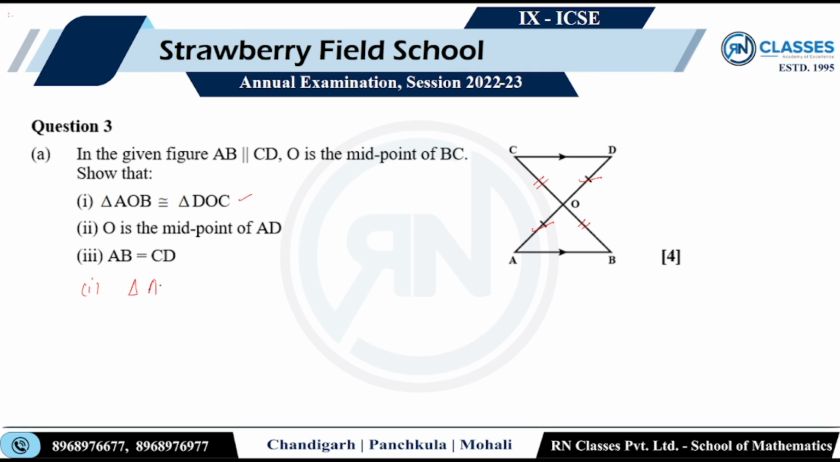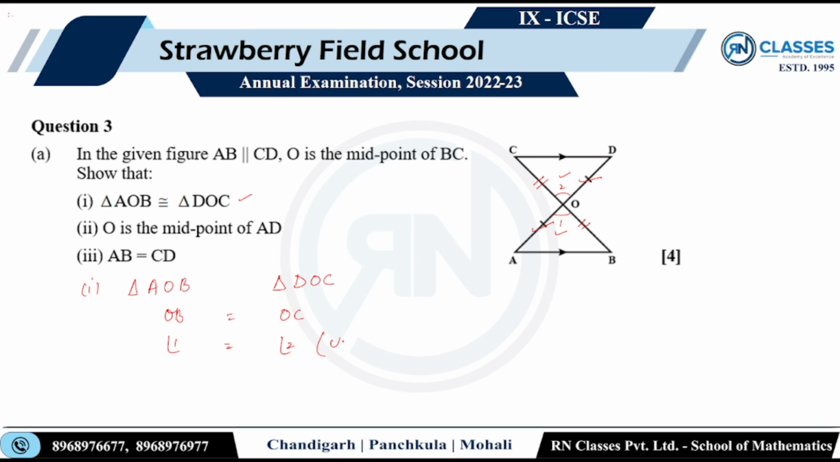Triangle AOB is congruent to triangle DOC. ये प्रूव करना है. अब AOB की बात करी हमने ये, और DOC की बात करी यहां पे. So, what do we know? OB is equal to OC. Wonderful, we know that. अब angle 1 is equal to angle 2.